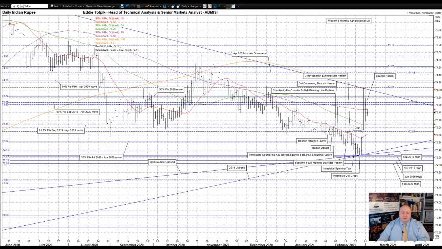US dollar against the Indian rupee. A bearish harami yesterday, quite a large one as well. This after the previous session's large gapping higher bullish long white marubozu, so I suppose a reactionary counter was not really that much of a surprise. The market opened below the 50% Fibonacci level at 73.84, moved down below the other 50% Fibonacci level of the September 2019 to April 2020 move at 73.68, and finally closed below the medium moving average, currently at 73.48.